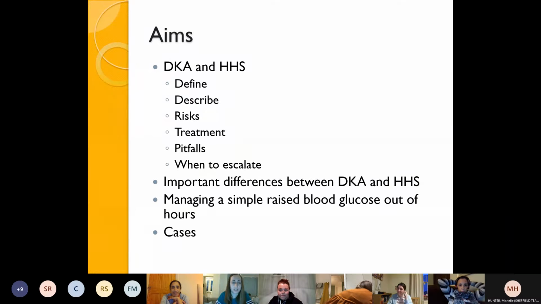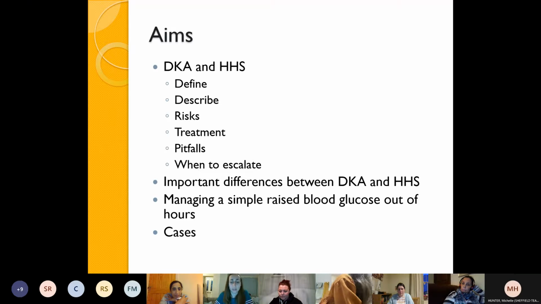So we're going to go through both conditions, define what they are, describe a little bit about the pathophysiology. Just from my point of view, I think it's easier to remember what we do if we understand why we're doing it. Look at the risks of the conditions and how we treat them, common pitfalls that arise, things that I'm asked quite frequently, and importantly, when to escalate to either a reg or to level 2 care.